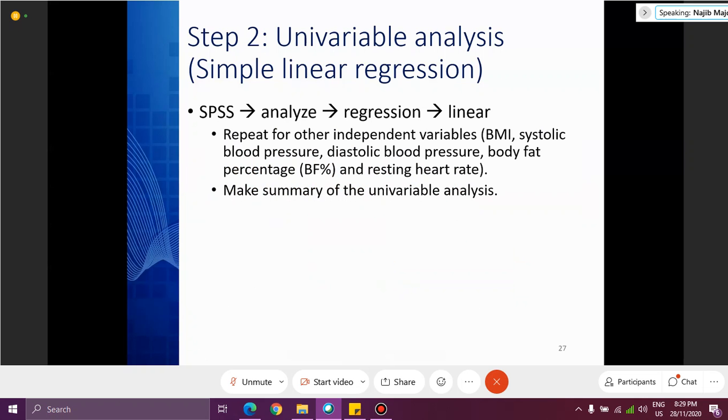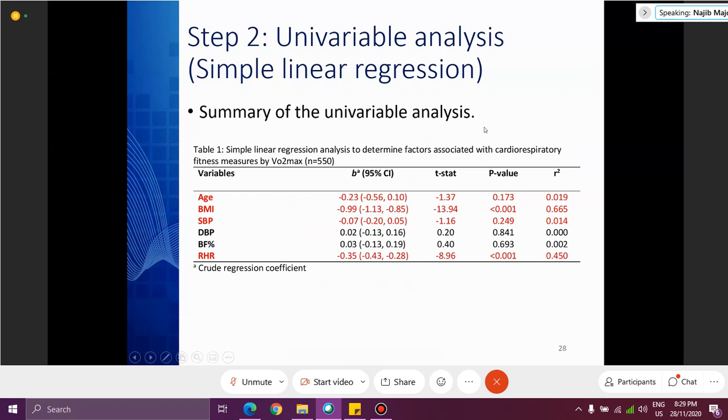Okay, then we repeat the process. We repeat the simple linear regression for all other variables, right? So for BMI, SBP, and all the univariable analysis. For example, you can have this table as a summary for simple linear regression, right?